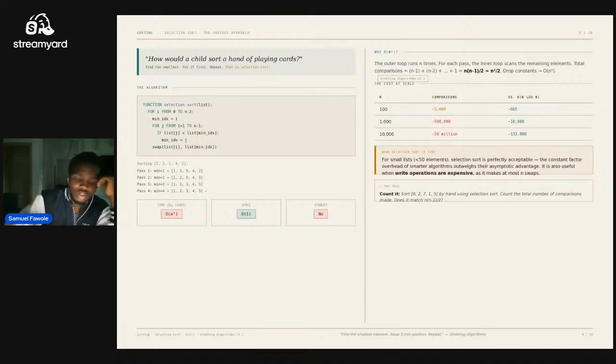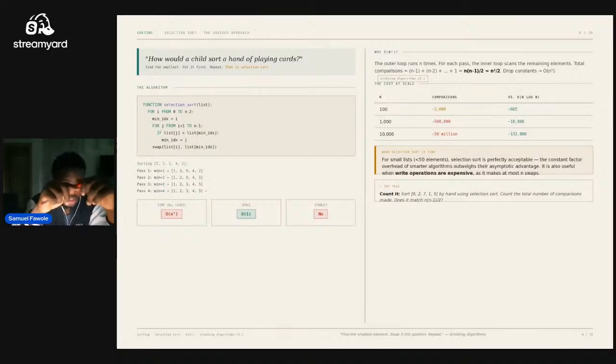So let's just go through this first step. We want to sort 5 3 1 4 2 using selection sort. We go from position 1, so we choose a min index. Our min index now is 0 for this first step.